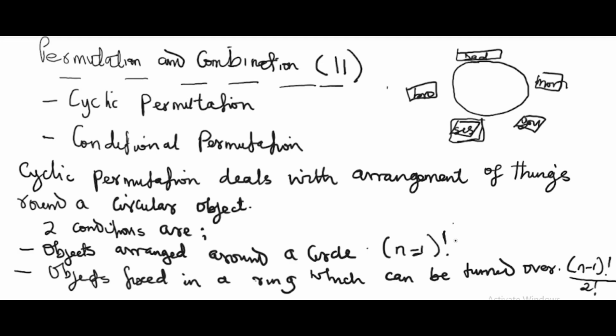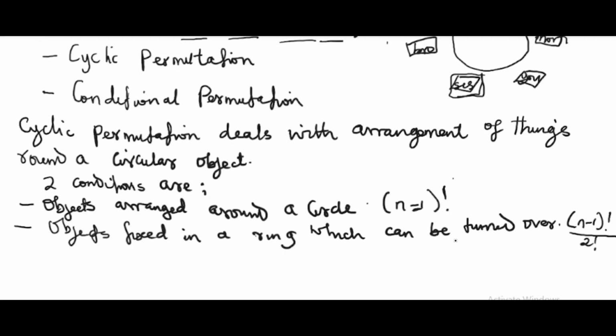Good. Now, the second condition we said is objects fixed in a ring which can be turned over. All right, and that's n minus 1 factorial over 2 factorial. So now let me explain that one. So I believe at the end of this explanation, whenever you see a question that has to do with cyclic permutation, you should know, does it follow the first condition or the second condition, so that you don't make mistake and use the wrong formula.